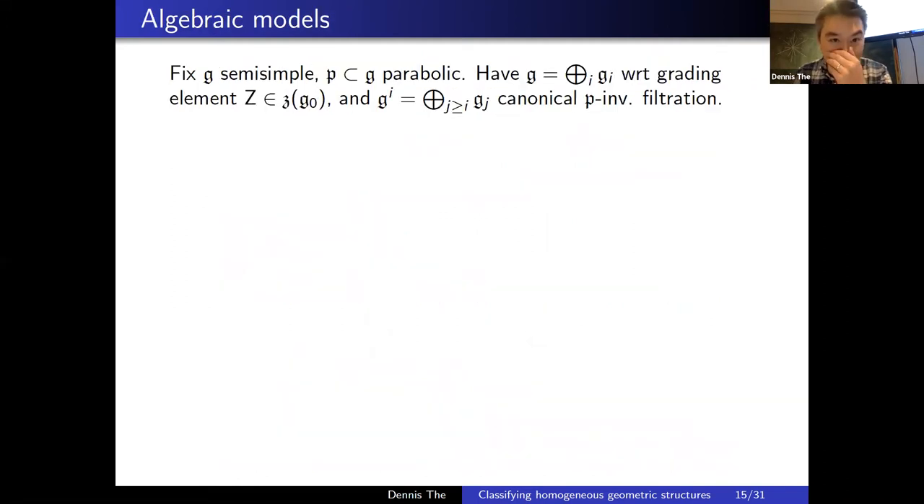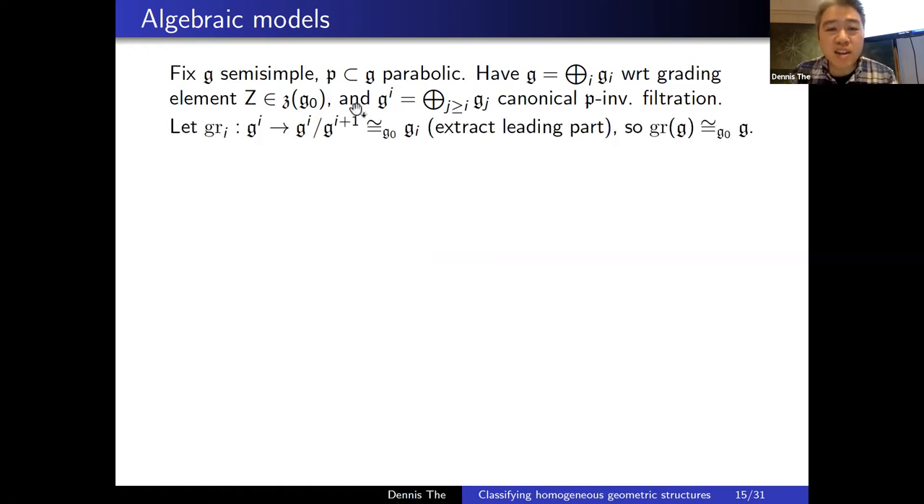So that leads to this notion of algebraic model, which I'm going to formulate just for convenience and to axiomatize what it is we're actually trying to classify. So G semi-simple, P parabolic, you have this grading, you have this grading element. And I also introduced last time this canonical filtration generated by the grading. So G superscript i, you take the levels of the grading beyond i. One can also talk about its associated graded, but because this filtration is generated from a grading, you can identify the associated graded as G0 modules with G. So this associated graded at level i, what does it do concretely? If I have, say, an X in the filtrand G^i, I could write it in terms of the graded buckets as X_i plus higher order stuff. So gr_i just says send X to the leading part, X_i. But I have this filtration.